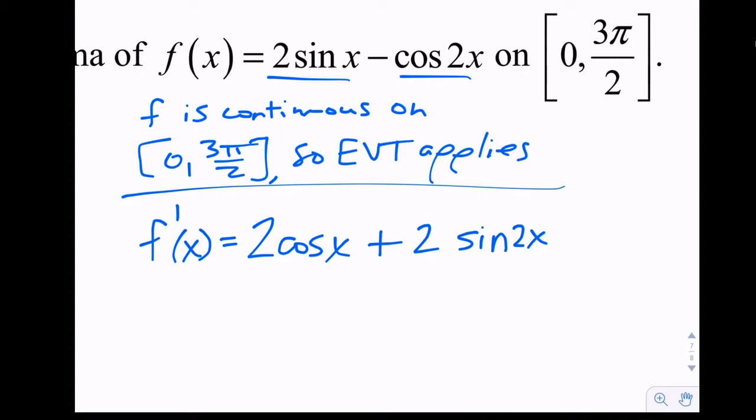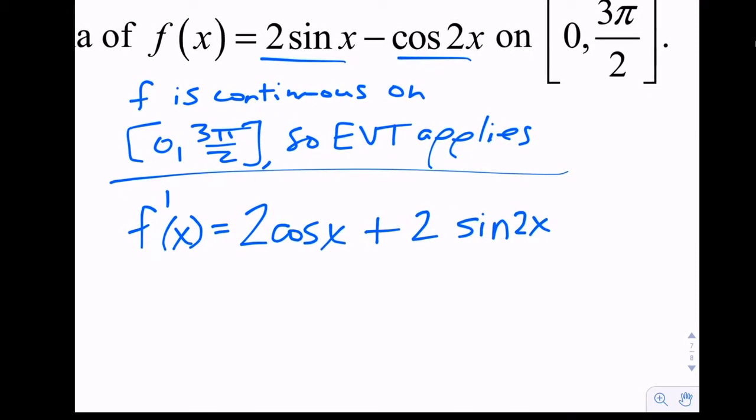All right, now very quickly before we proceed with setting it equal to 0, is this ever undefined? No, because it's also the sum of 2 sine and cosine functions, which are continuous everywhere. So it's never DNE. So if I'm only going to use this once, I can go ahead and set it equal to 0. Set it equal to 0. 0 means 0 right there.